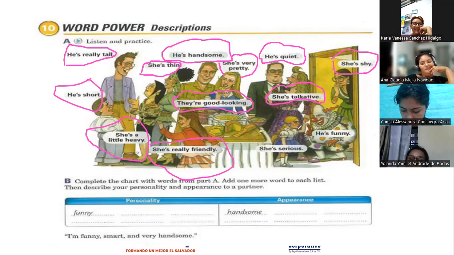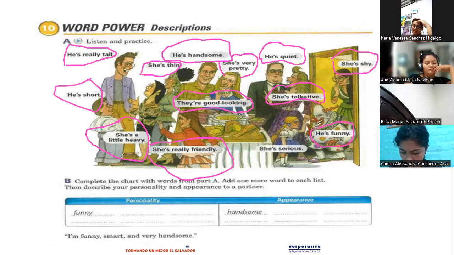That's the word. Y tenemos con he's funny. Un payaso, ponen. Funny. Divertido. No, he's funny. Are you funny? Yes. Yeah, me too. Sometimes I'm funny.